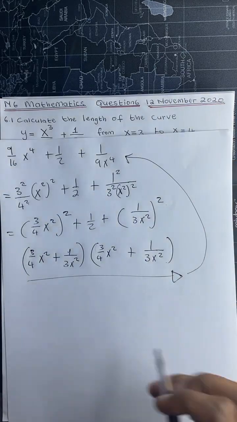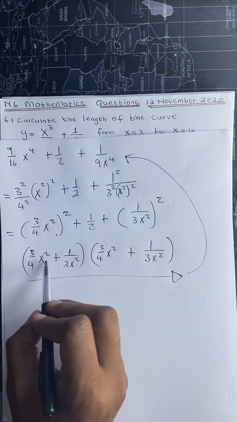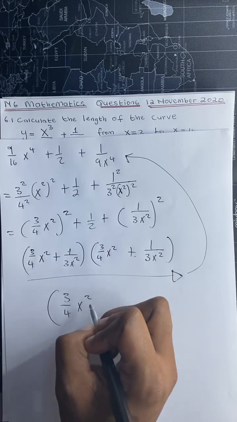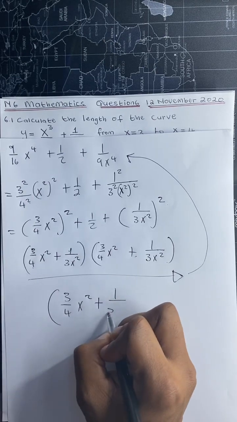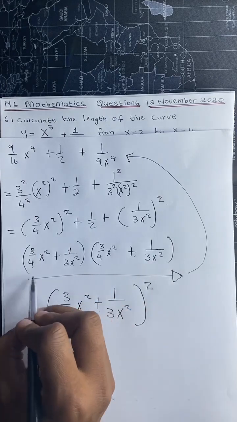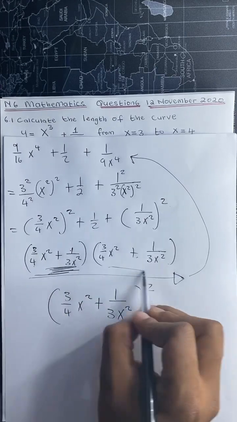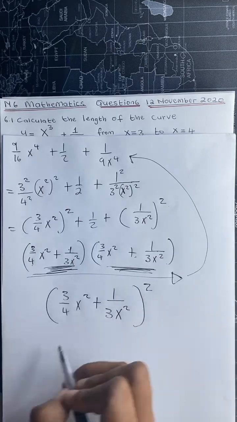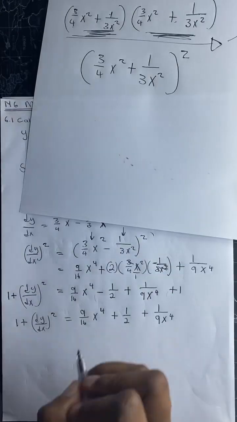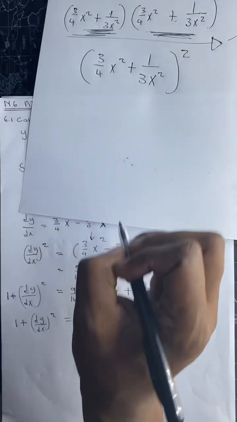So in the place, we can see that these two are the same, so we can write this as 3 over 4 x squared plus 1 over 3 x squared all squared, because we can see that this parenthesis is the same as that one, so we just write them and we square them. So most of the time it will work out perfectly like that one.